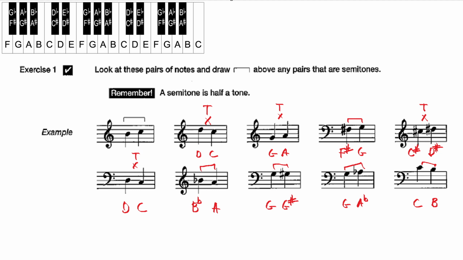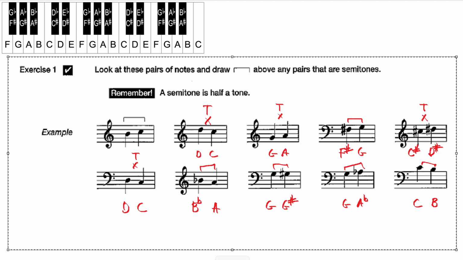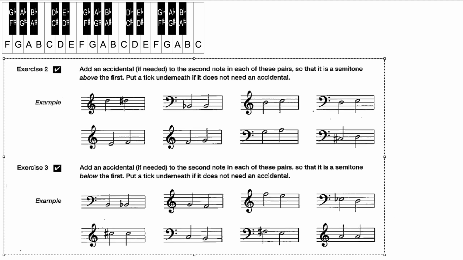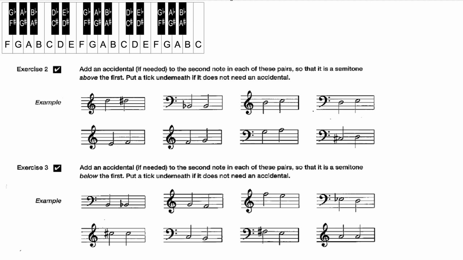I'll keep the piano keyboard there to guide us. Let's see if we can do both exercises together. Okay, so we've got two good little exercises here. In each case, we need to add an accidental, which we studied in the last class, to the second note in order to make a semitone. And we want it to go a semitone up.